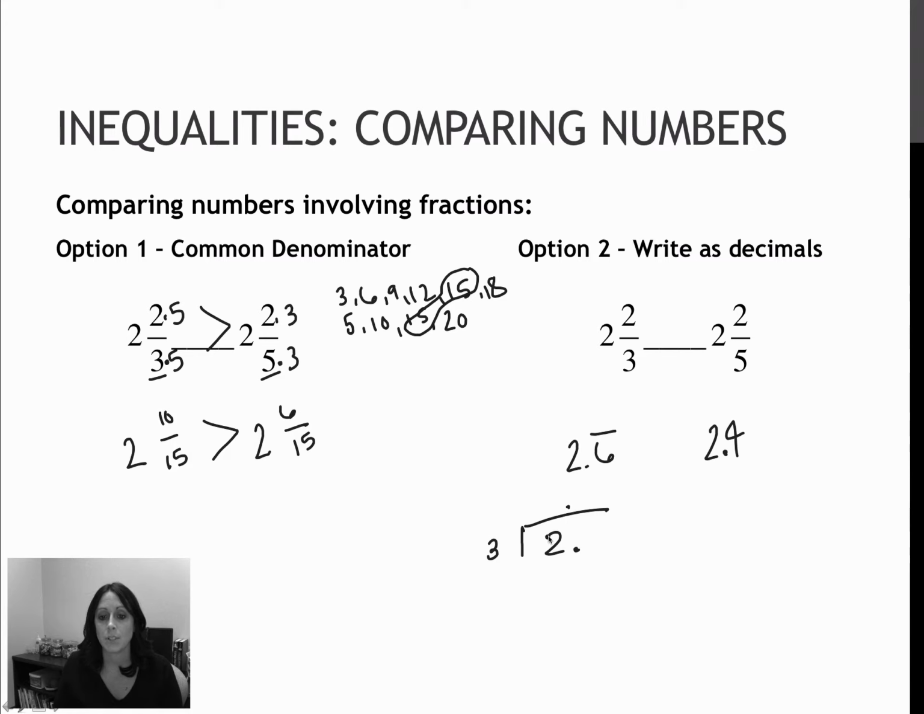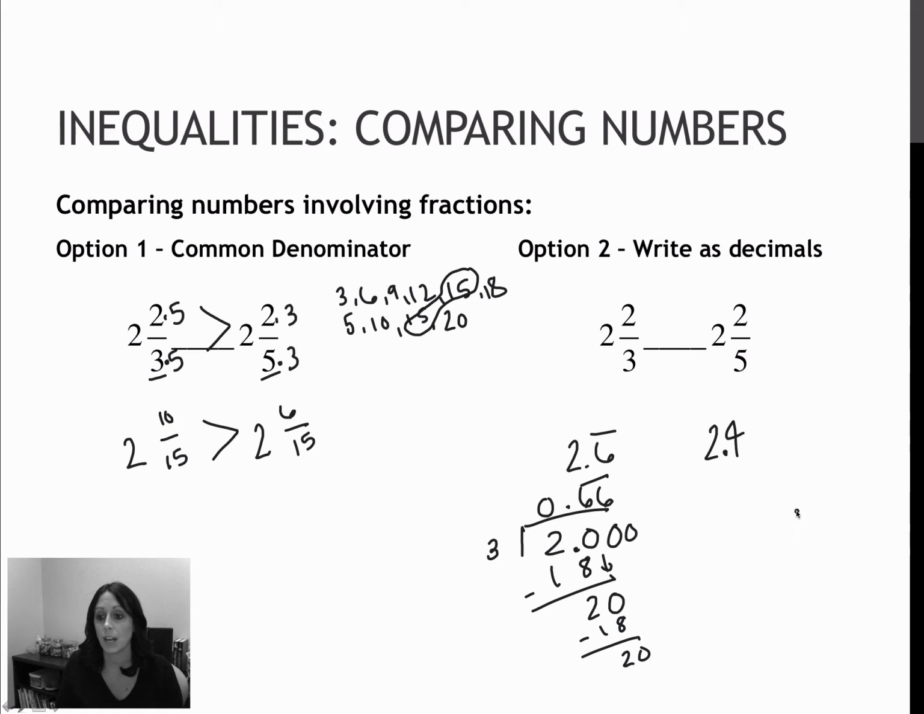And say, how many times does 3 go into 2? It doesn't. But does it go into 20? Yes, it goes in 6 times. 6 times 3 is 18. I subtract to get 2. I'm going to bring down another 0. 3 goes into 20 6 times, and we can see that we would just keep repeating the same process over and over, thus the 2.6 repeating.